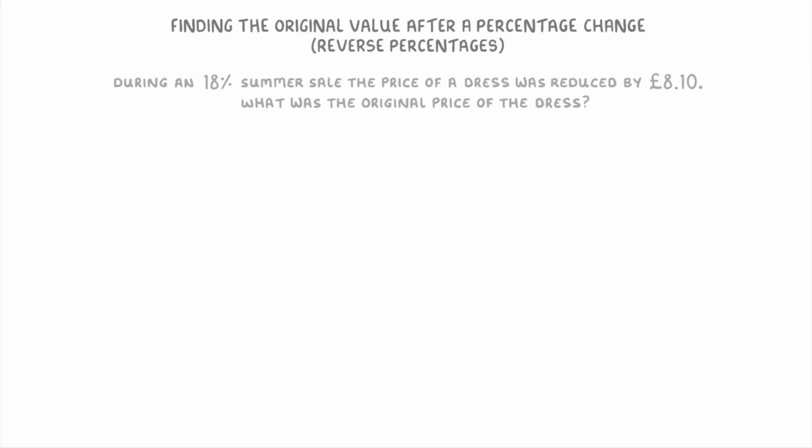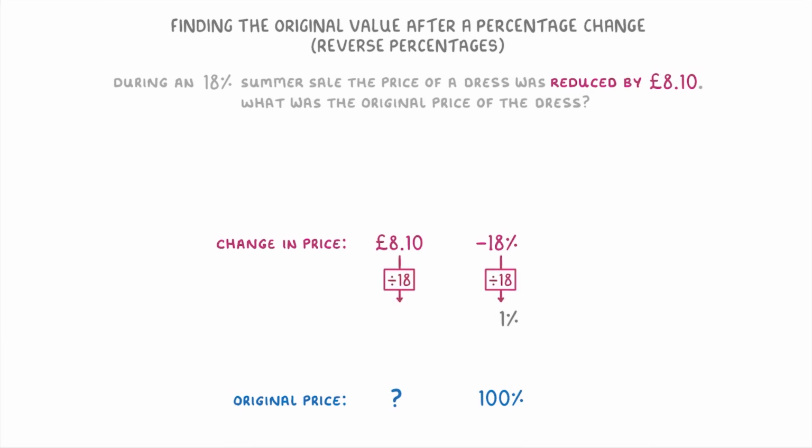During an 18% summer sale, the price of a dress was reduced by £8.10. What was the original price of the dress? So this time, the £8.10 represents the 18% reduction from the original price of 100%. So to find 1%, we need to divide £8.10 by 18, which is £0.45. And then to find the original price, we just multiply this by 100 to get £45. So the original price was £45.